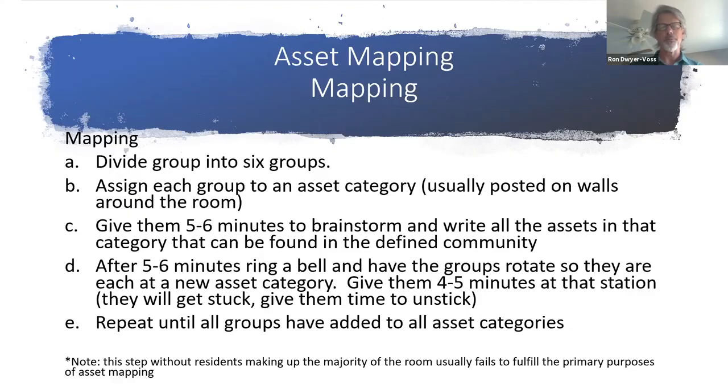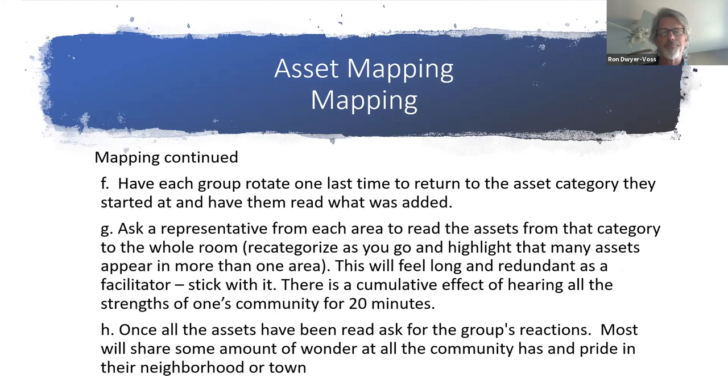You'll start to maybe point out to them that there are many assets that fit in many categories. So a school is a physical space that is also an institution. And often at the school, there are associations like a teacher group or a running club. Then I have them rotate one last time so they end up at the category where they started, and I ask each group to read what's on there, see what's been added since they were there 20 minutes ago, and then ask a representative from each area to read the assets from the category to the whole room.